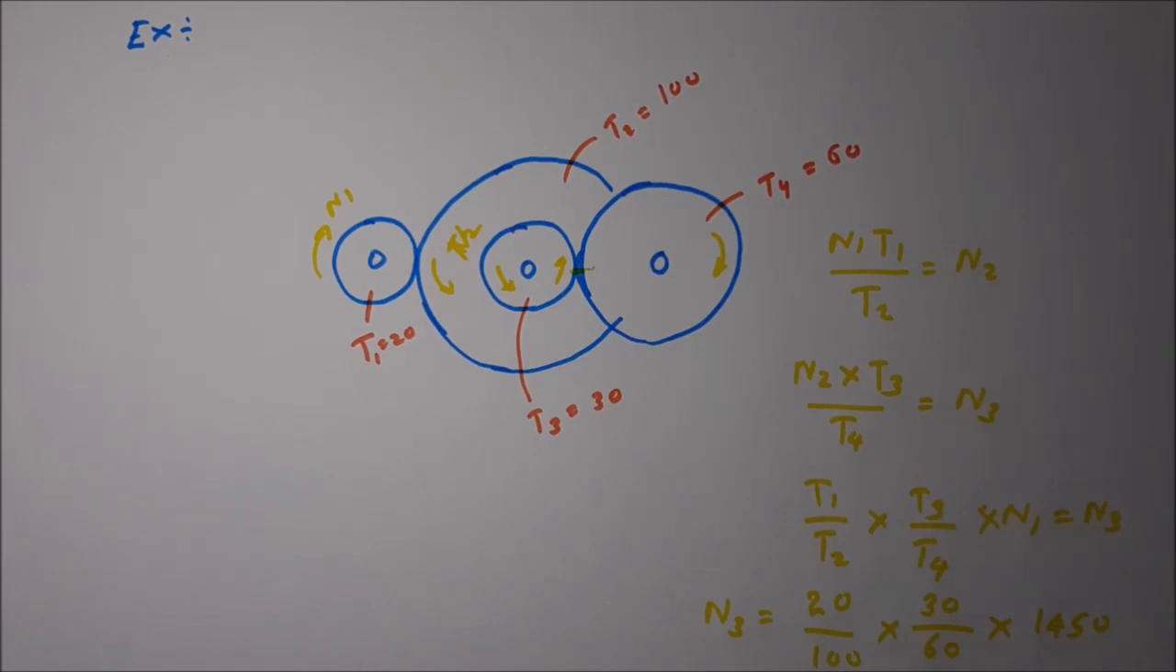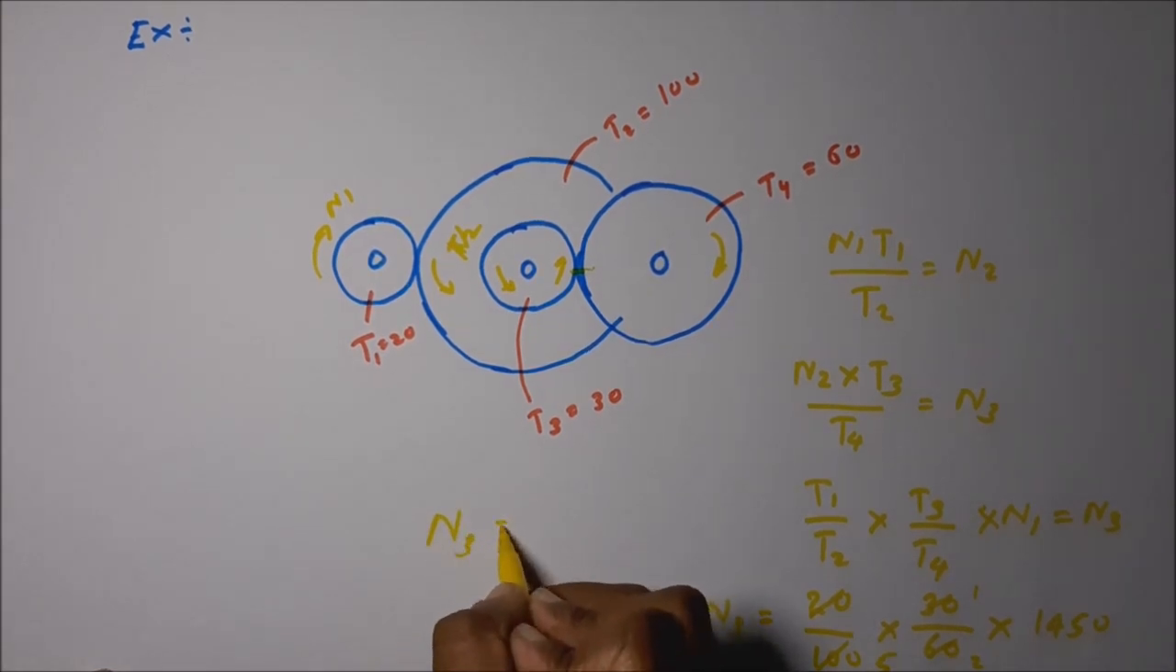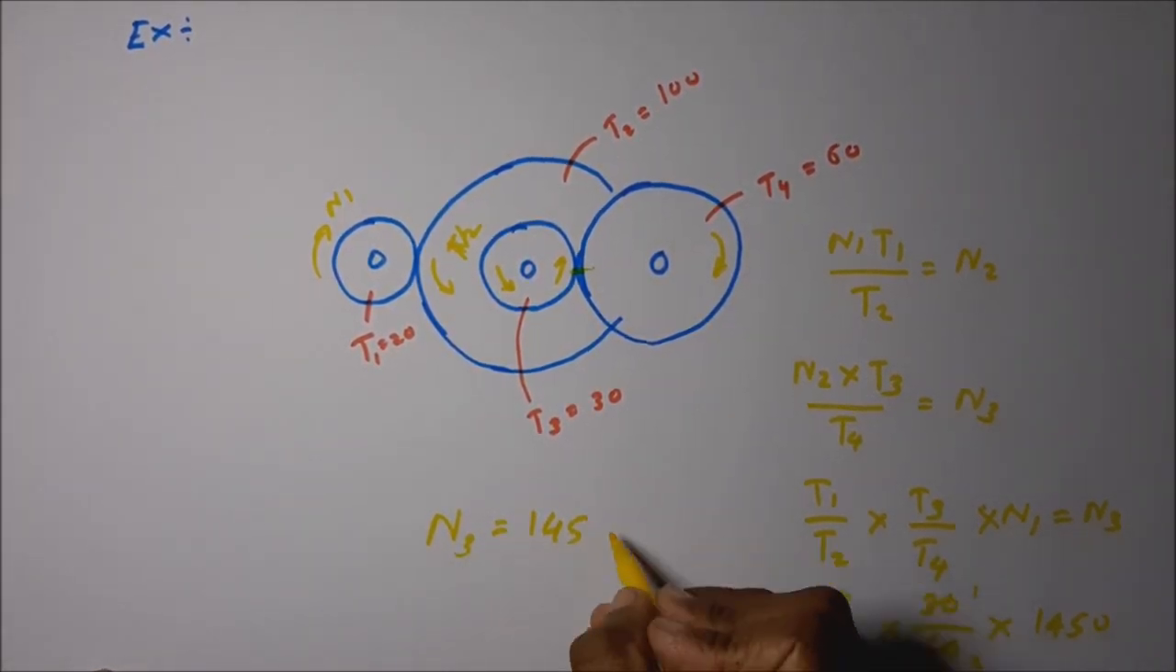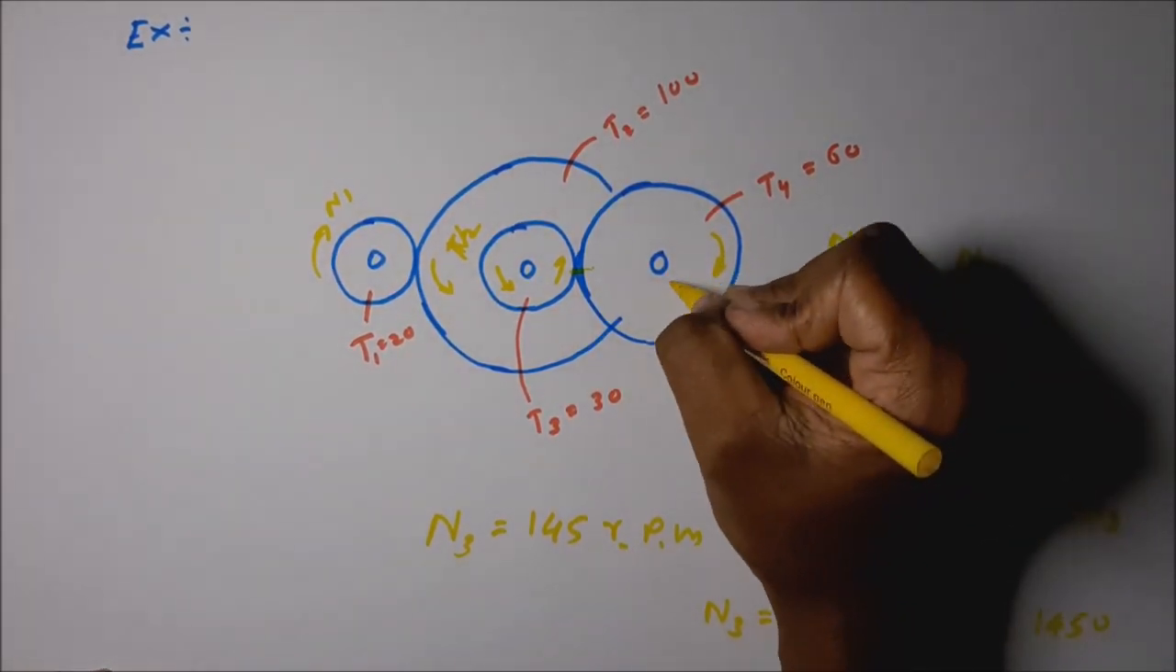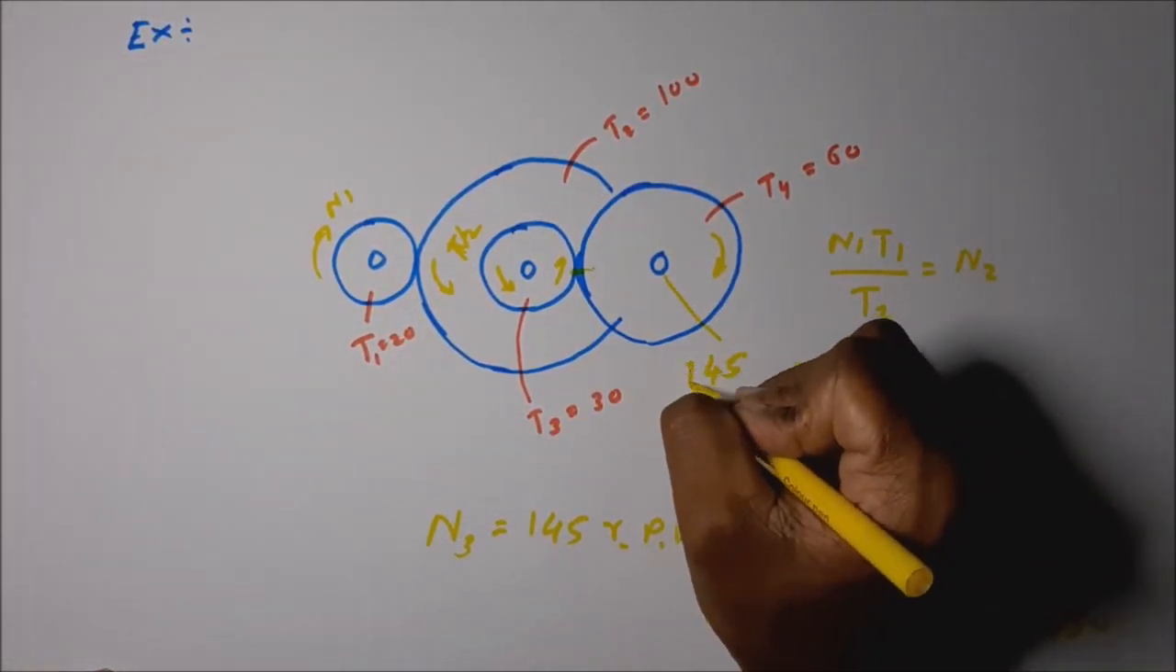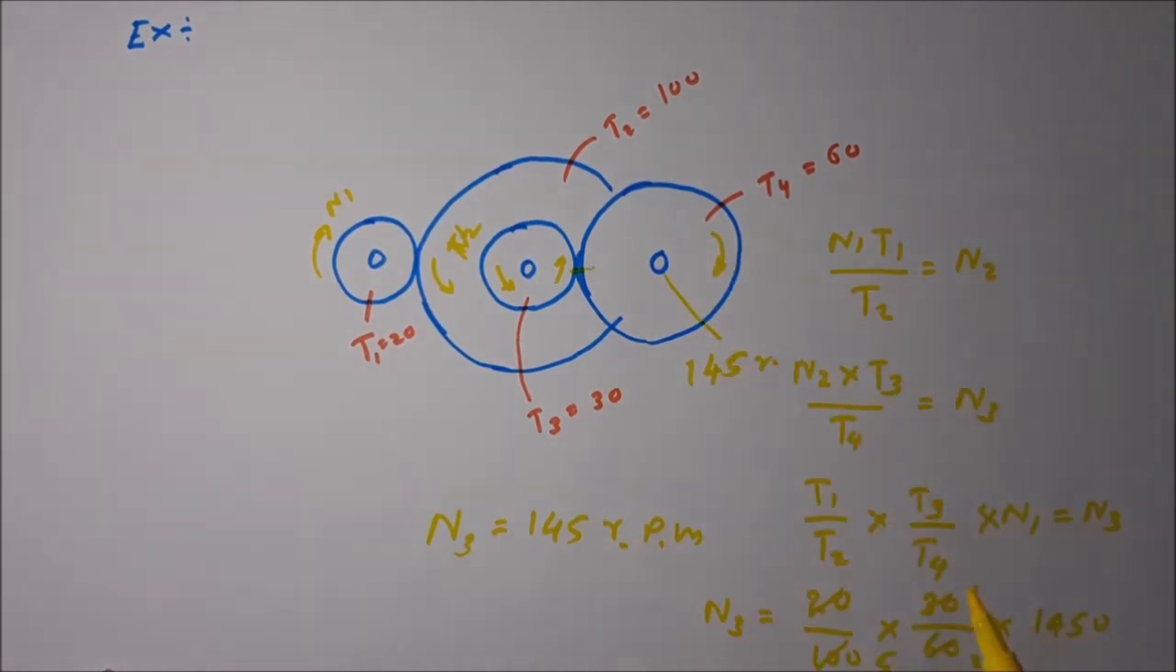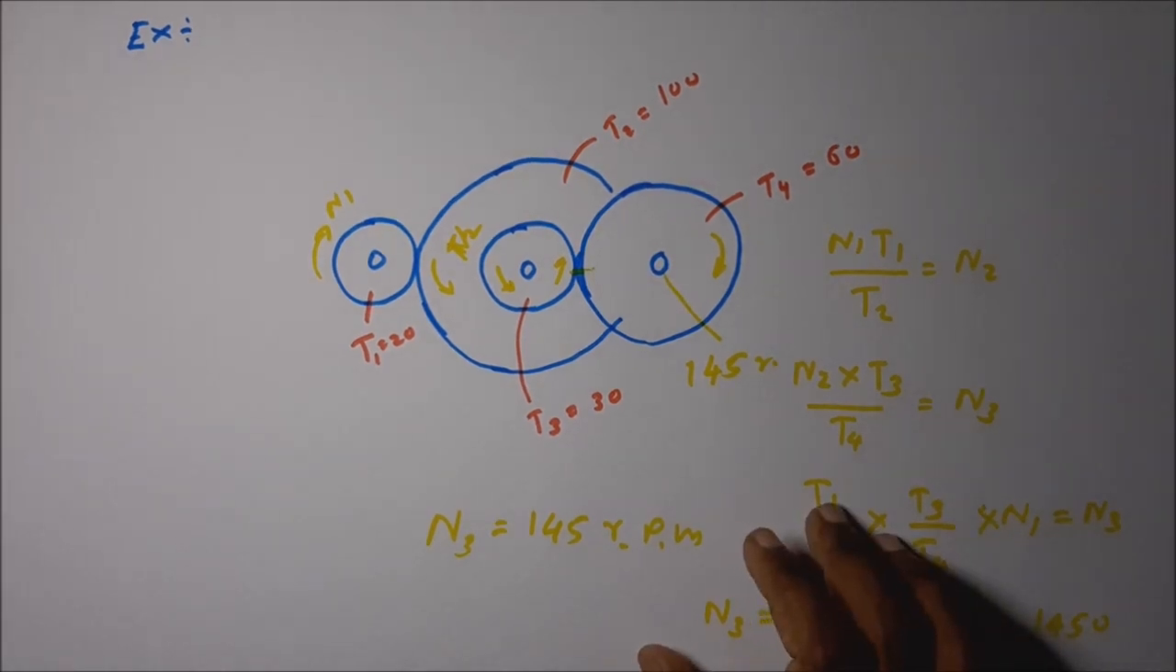So then we are getting N3. What is N3? Here it is 5. Here it is 1 and 2. Here it is 1450 divided by 10. So for N3 we are getting 145 RPM. The output is 145 RPM in a clockwise direction. This is the solution for this gear train calculation, compound gear train calculation.